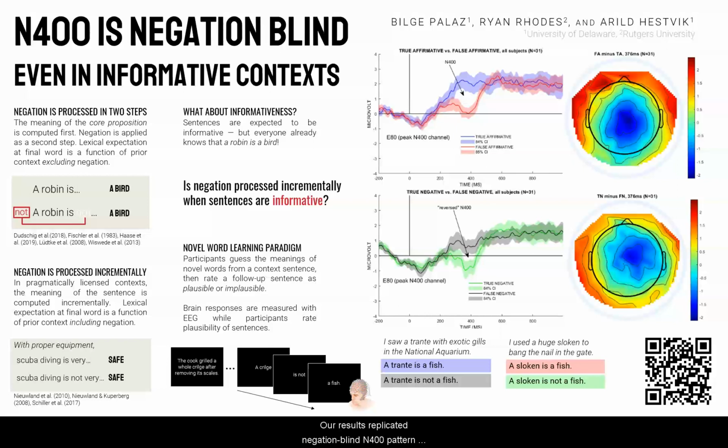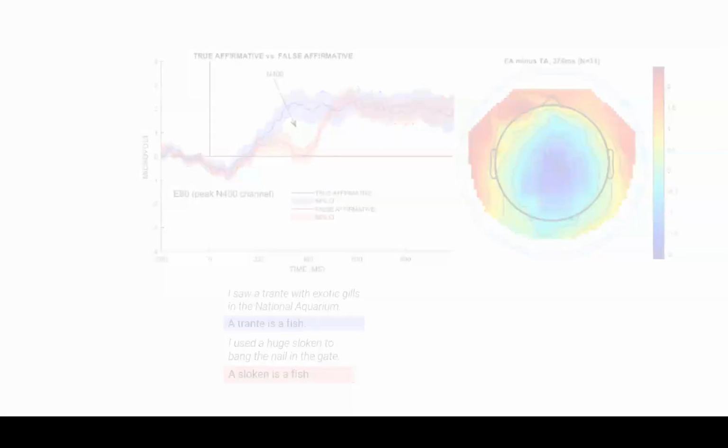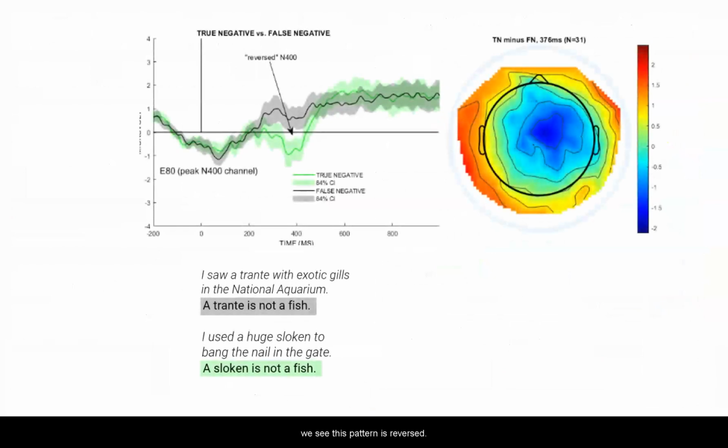Our results replicated the negation-blind N400 pattern even when the negation is used informatively. ERPs to the affirmative sentences show that false sentences elicited N400 compared to true sentences, as expected. Crucially, however, in negative sentences, we see this pattern is reversed. Replicating Fischler et al., we found true negatives elicited N400 compared with false negatives, as if the negation was not there, even when the negation is used informatively.